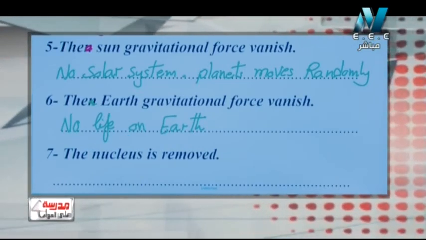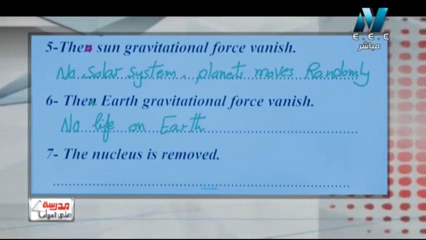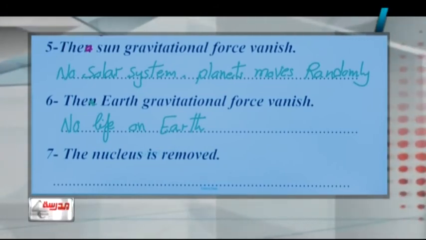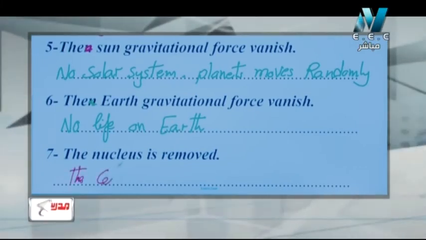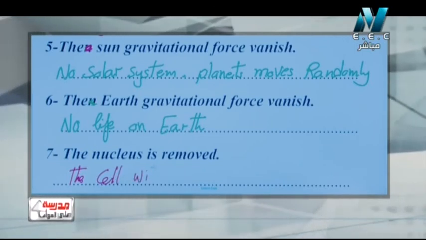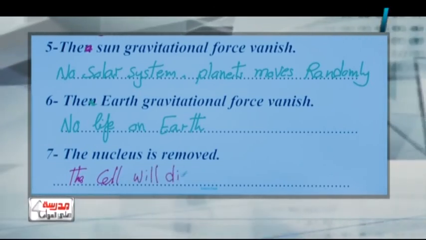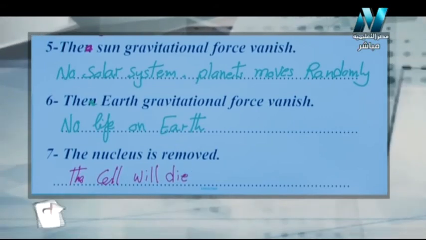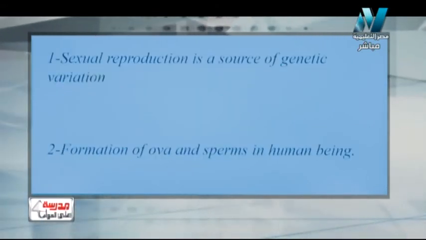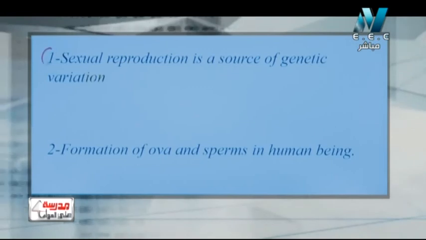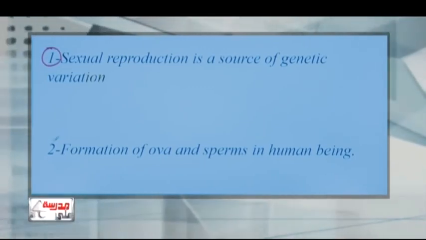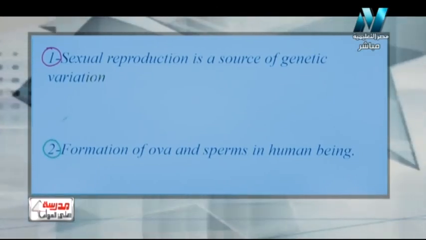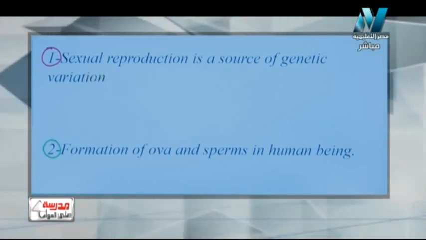Okay, the nucleus is removed. We know nucleus controls all vital activities of the cell. I say the cell will die. Sexual reproduction is a source of genetic variation. We said that due to formation or combination between male and female gametes forming zygote. Formation of ova and sperm in human being is by meiosis division in reproductive organs.